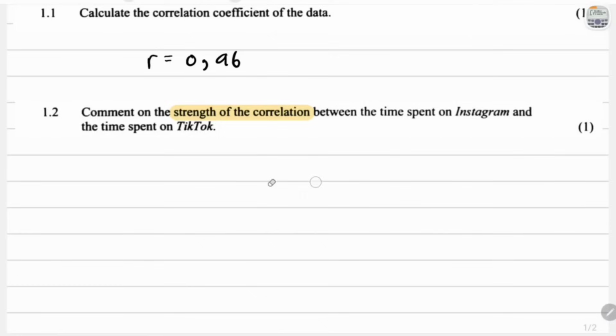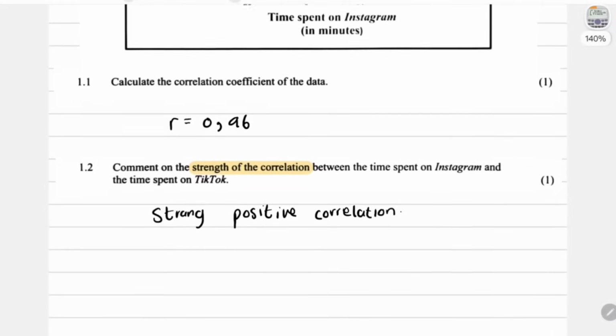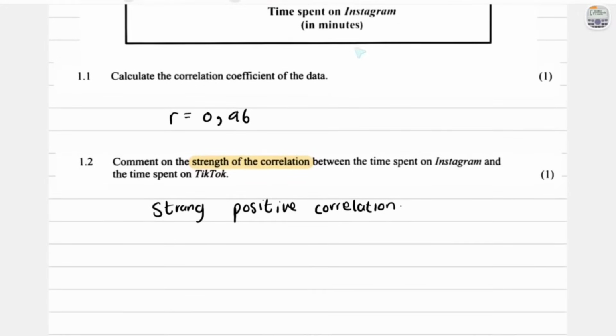Okay, so I'll just be specific here. I'll just say there is a strong positive, because that correlation is positive. It just means that the trend is generally increasing. It's not a decreasing function, it's an increasing function. So there is a strong positive correlation, and that is enough, really. Okay, moving on to the next question.